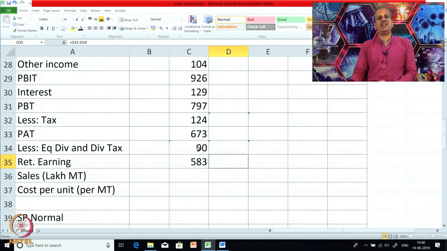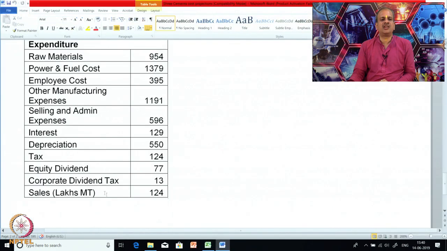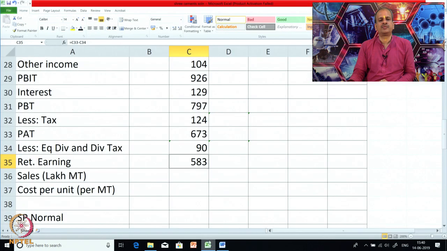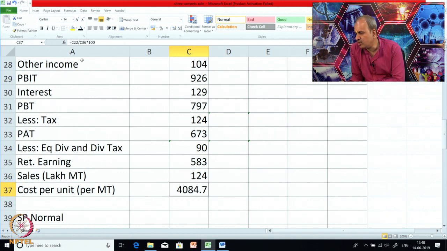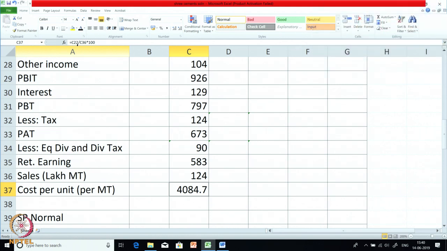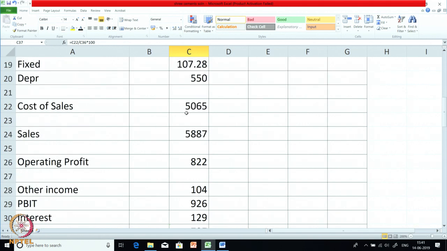Okay, so dividend plus dividend tax is 90 and retained earnings is 583. Now they have also given us the total sales in metric tons. We will mention it because we want to calculate the cost per unit. So 124 lakh metric tons, and we have calculated cost per unit as C22 upon C36. What is C22? This was the cost of sales including depreciation but not including other income and interest.